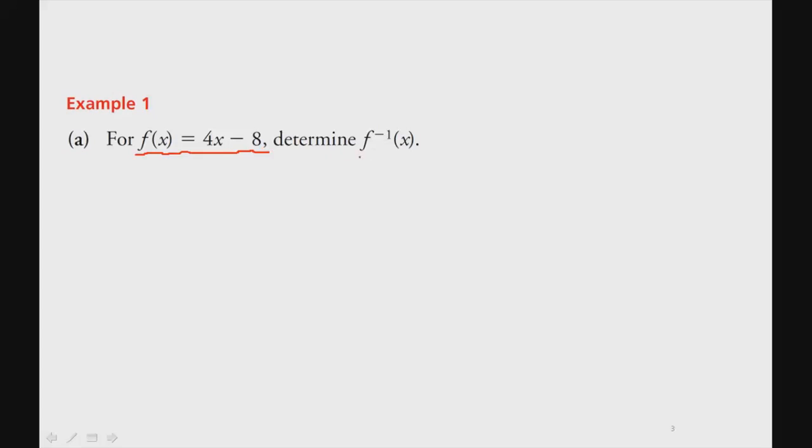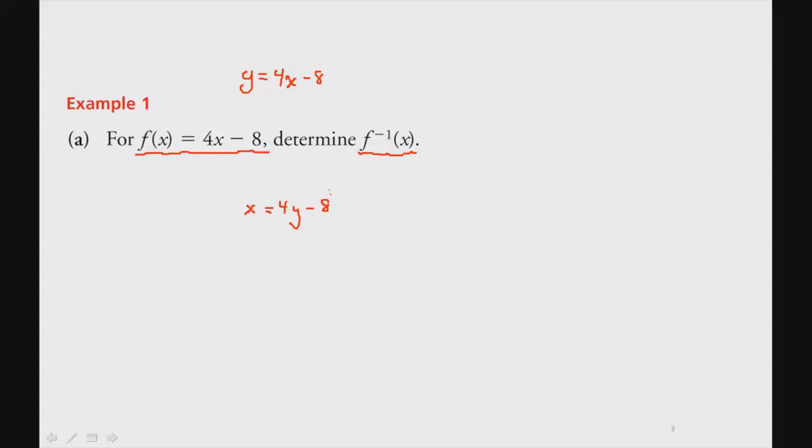And we want to determine the inverse of f of x. So we can think of this 4x minus 8 back as a relation, y equals 4x minus 8. And what we want to do to determine the inverse is we are going to take this and we're going to switch the x's and y's. So we're going to put x equals 4y minus 8. Now we need to get y all by itself.